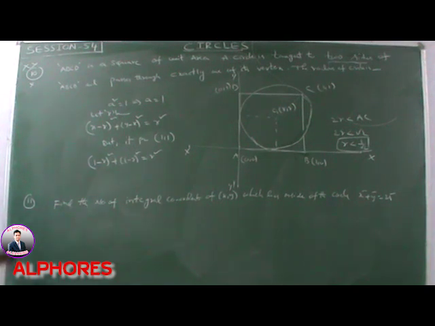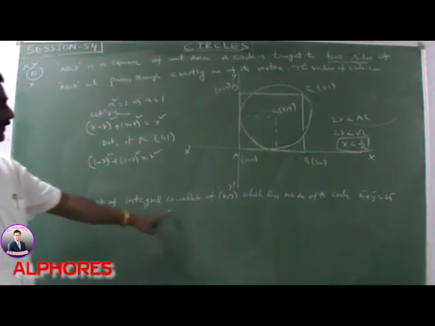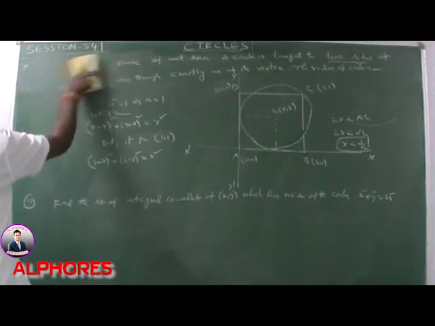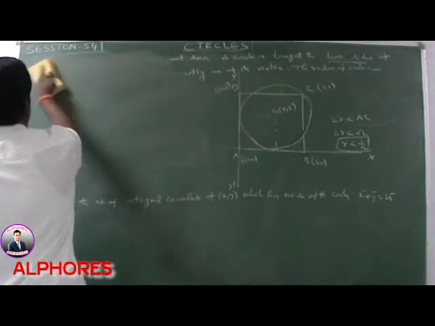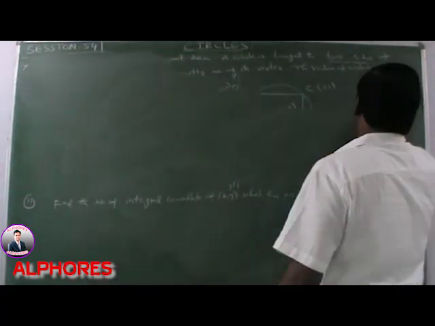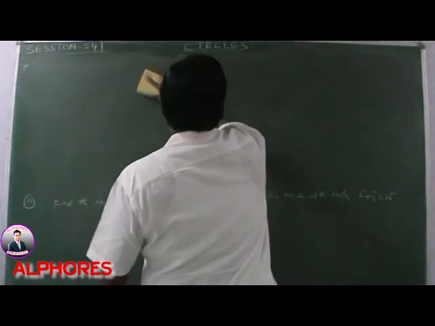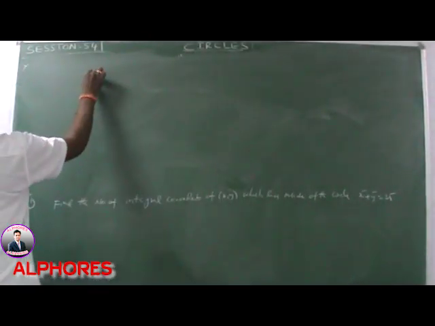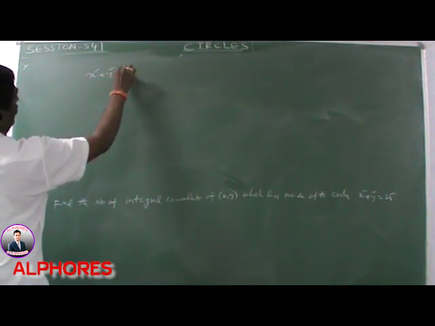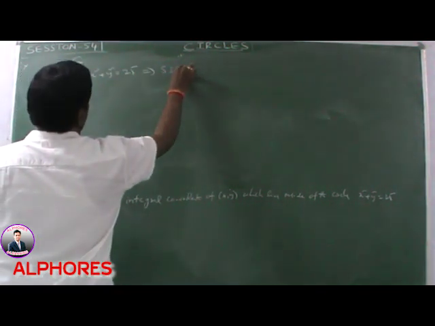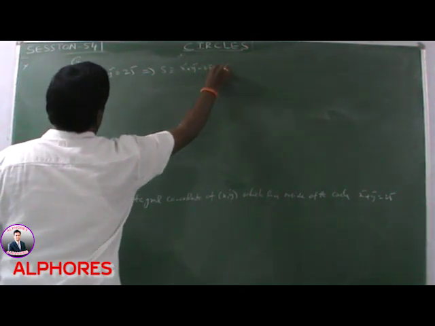Next, the 11th one. Find the number of integral coordinates (x, y) which lie inside the circle x square plus y square is equal to 25. Find the number of integral coordinates (x, y) which lie inside the circle x square plus y square is equal to R square. The given circle is x square plus y square is equal to 25. That means S is equal to x square plus y square minus 25 is equal to 0.